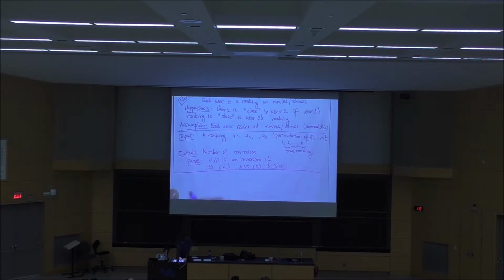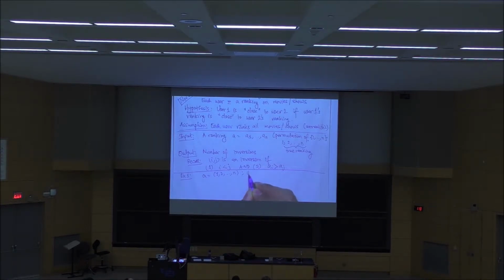Okay, so let's look at two examples. The first example is when this input A1 to AN is exactly the same as the true ordering. So A1 is 1, A2 is 2, and so on. In this case, if you look at any pair i and j, where i is strictly smaller than j, A_i is going to be strictly smaller than A_j. So none of the pairs are inversions here.